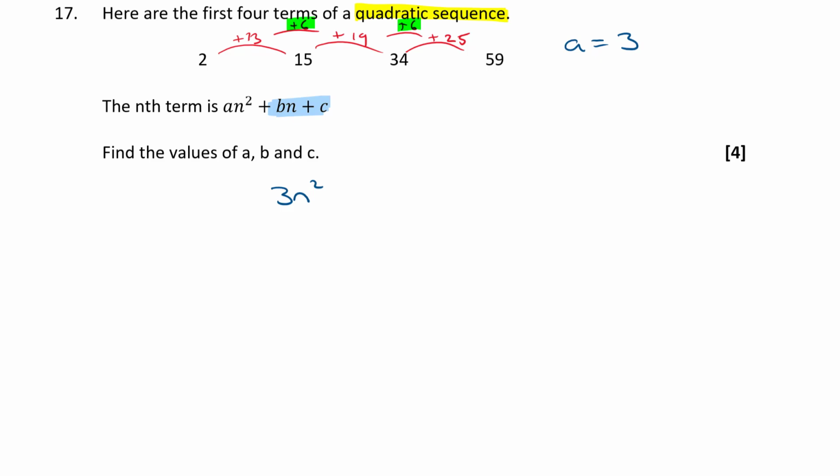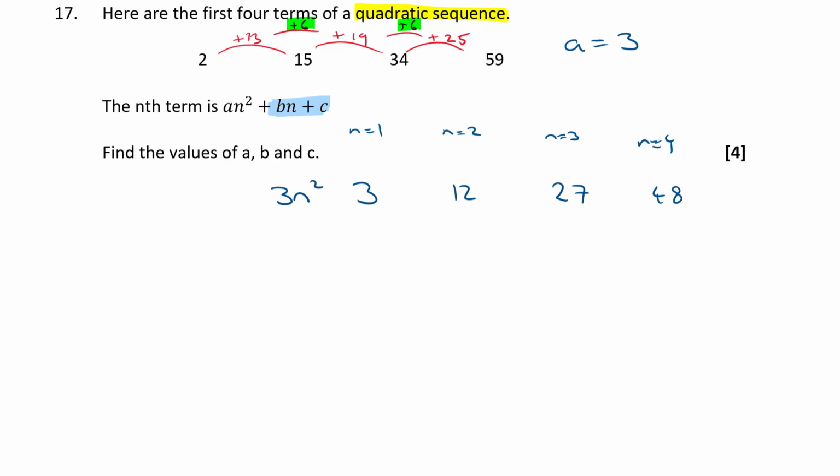Now, 3n squared, when n is equal to 1, is going to be 1 squared times 3. It's going to be 3, isn't it? When n is 2, then 3n squared is going to be 2 squared, 4 times 3 is 12. When n is 3, 3 squared is 9 times 3 is 27. And when n is 4, then 4 squared is 16 times 3, 16, 32, 48, isn't it? That's what I get for 3n squared.